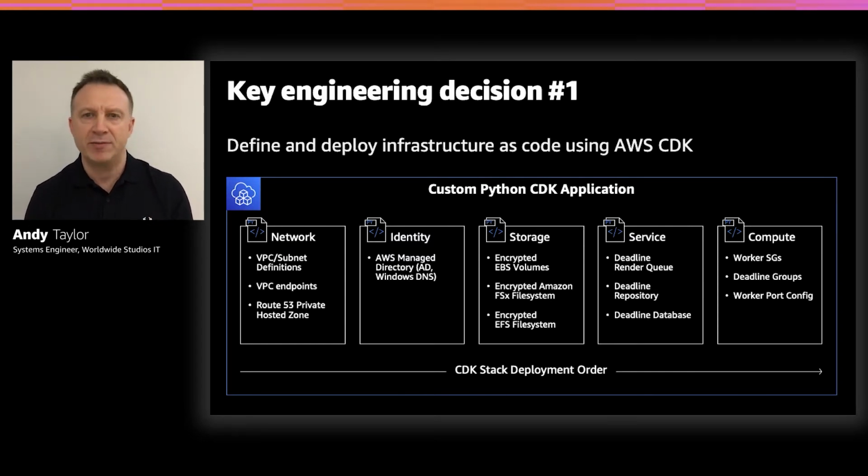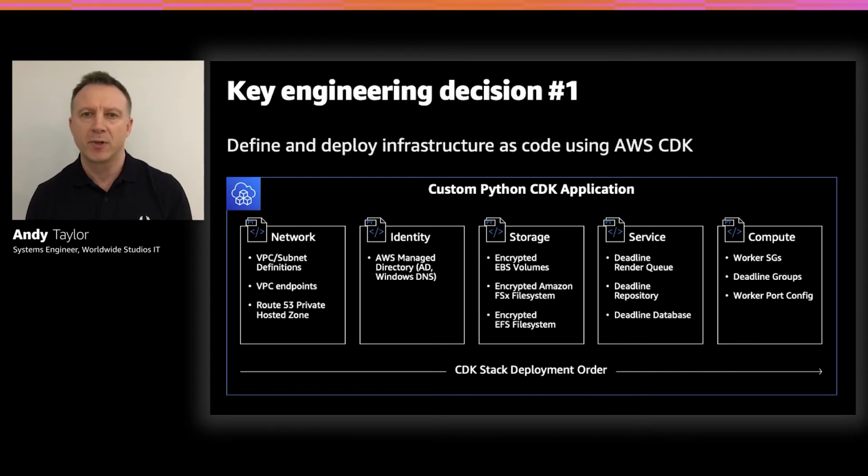So we defined 5 stacks, like you can see in this diagram. That's 5 Python files which could be deployed independently, so we could build the infrastructure in layers. And this meant using CDK deployment, we could have our Deadline and all the supporting infrastructure up and running in 5 commands or less. And equally, of course, that meant we could strip it back with an equivalent number of commands.